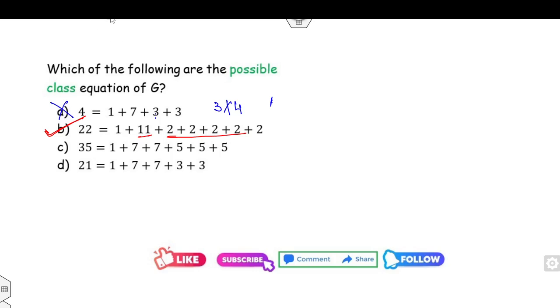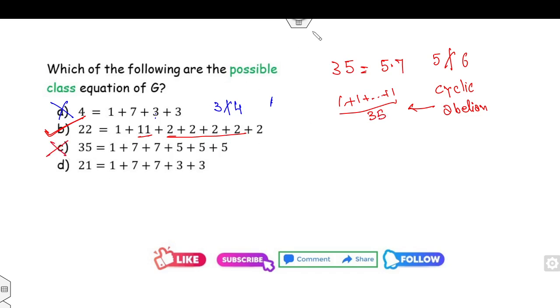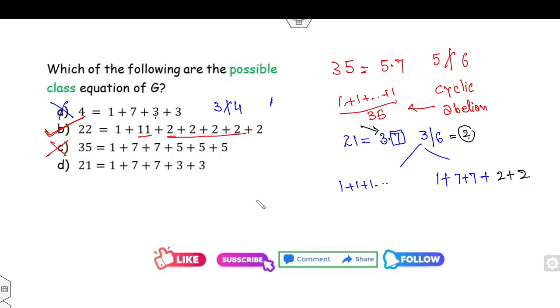Look at this 35. I can factorize them. 35 is 5 into 7 and 5 doesn't divide 6. So that means this group is my cyclic. If it is cyclic, that means this is my abelian. If it is abelian, then the only class equation will be 1 1 1 up to 35 times. 21. 21 I can write as 3 into 7 and 3 divides 6. So the class equation will be either 1 plus 1 plus 1 or 1, 7. How many times will you write? 3 minus 1, 2 times. And what will be the quotient of this? 2. I can write this 3 how many times? 2 times. So 3 I have written as 2 times. So yes, this option is also correct. B and D are my correct equations.